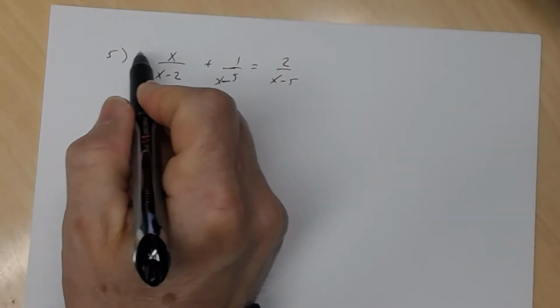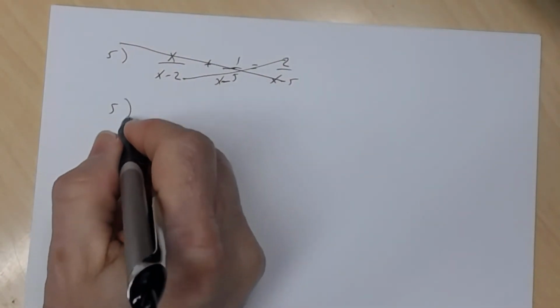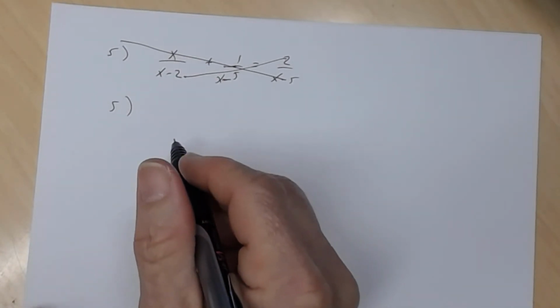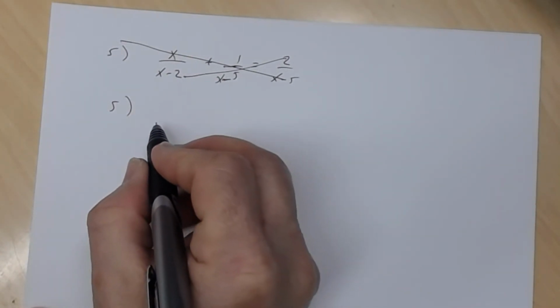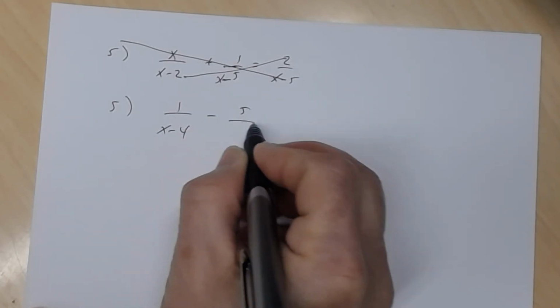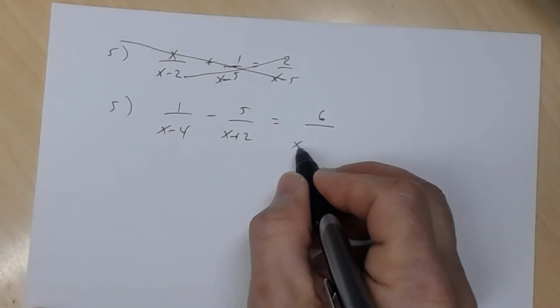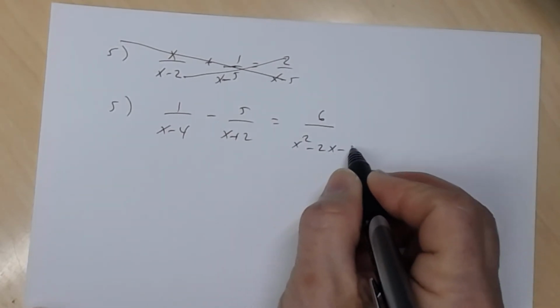Okay, so that's not going to work. Let's just go ahead and change this. Let's make this number 5. So number 5. Let's suppose we had 1 over x minus 4 minus 5 divided by x plus 2 equals 6 divided by x squared minus 2x minus 8.